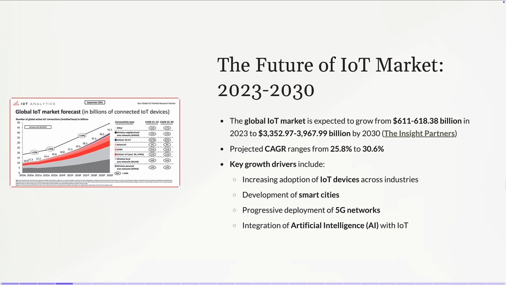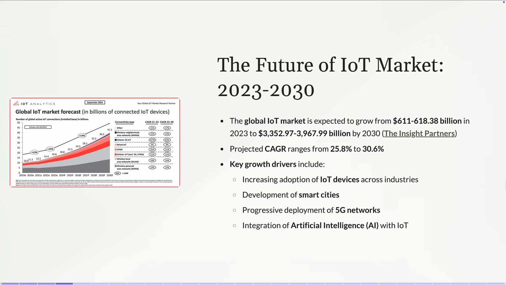So let's look at some statistics from a business perspective. The IoT global market is expected to grow from 611 to 618 billion dollars in 2023, and will be projected to be almost $3 trillion by 2030. So you can observe the amount of money and investment that will be put into the IoT market. And this is because it's really important. The projected CAGR ranges from 25.8 to 30%.